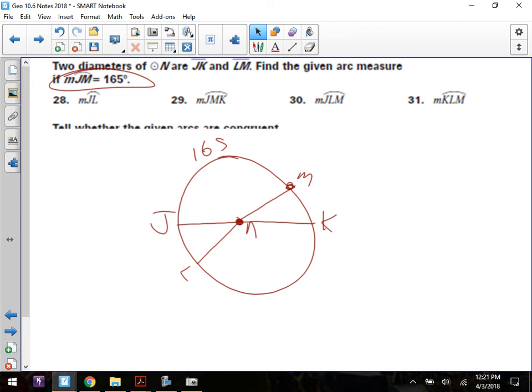So if this is 165, how much is left for this? For MK? 15. It's got to be 15 because that's a diameter, which means this is 165 and that's 15. It's the idea of can you place something given information just by guesstimating about what something would look like. That's just a matter of filling in blanks.